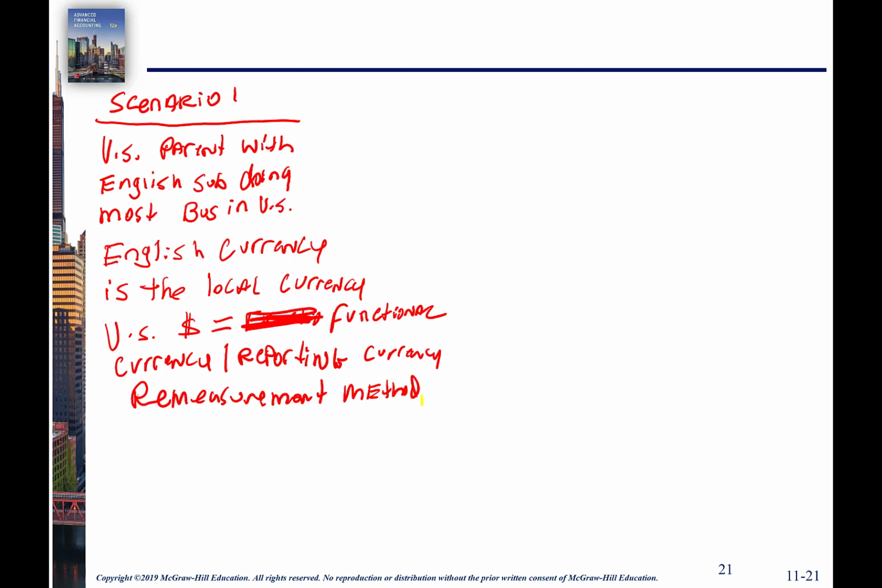And that remeasurement method, when we see that, signals to us what exchange rates we should use for our different items on our financial statements, our income statement, our balance sheet. So functional currency is where you do most of your business. You've got a U.S. parent with English sub doing most of its business in the U.S. The U.S. dollar is obviously the functional currency, and it's always the reporting currency. For our purposes, the English currency would be the local currency.